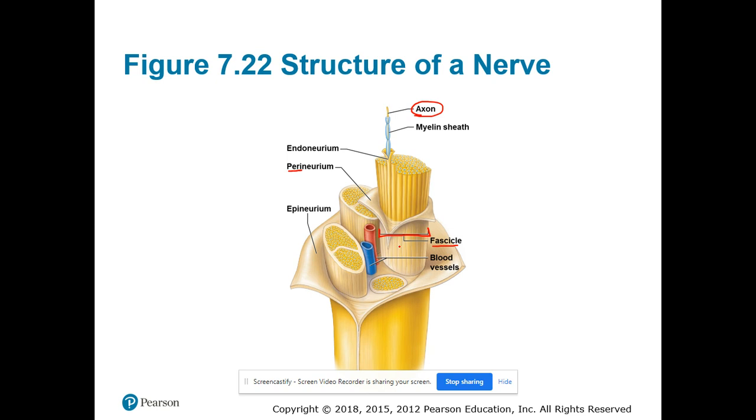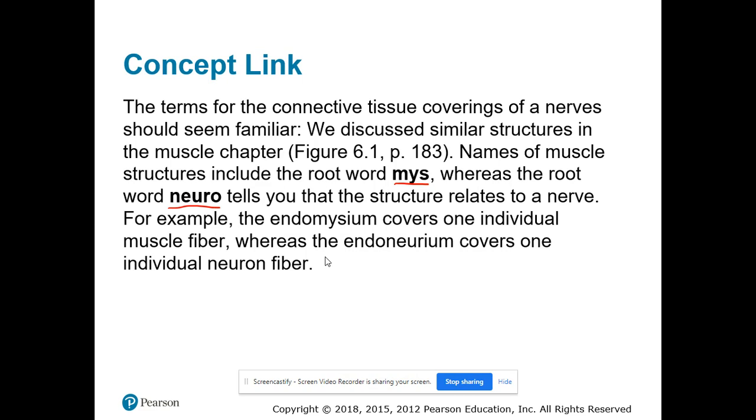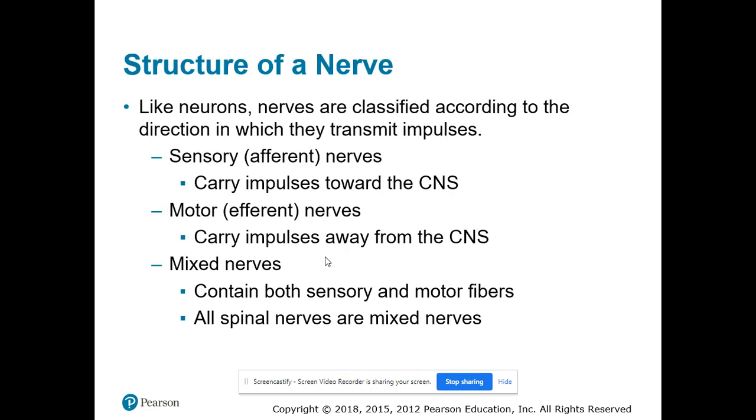Now you can take several fascicles, so here I have 1, 2, 3, 4 fascicles, and bundle them up with our outermost covering, which is our epineurium. Besides that, let's talk about the way we classify them.